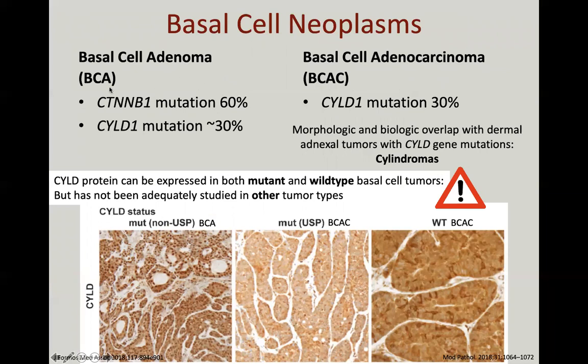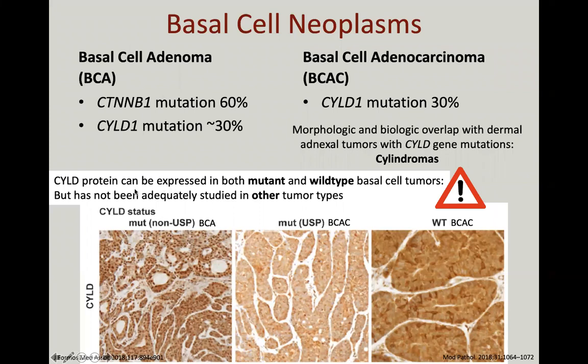Basal cell neoplasms, as I said, can either have mutation of beta-catenin or CYLD. Remember, CYLD is the gene implicated in dermal cylindromas. You might notice a morphologic similarity between a dermal cylindroma and a basal cell neoplasm, the jigsaw puzzle, the hyaline basement membrane material. In adenocarcinomas, you only have CYLD mutations. You don't really have beta-catenin mutations. But in the adenomas, you can have either.